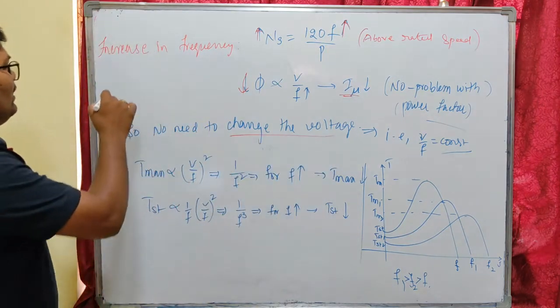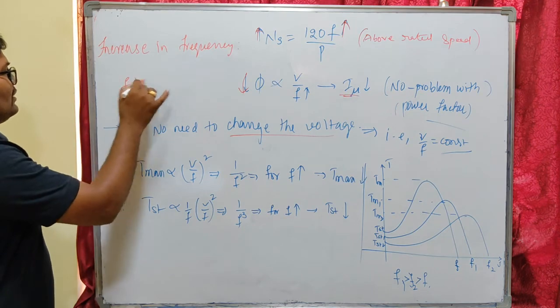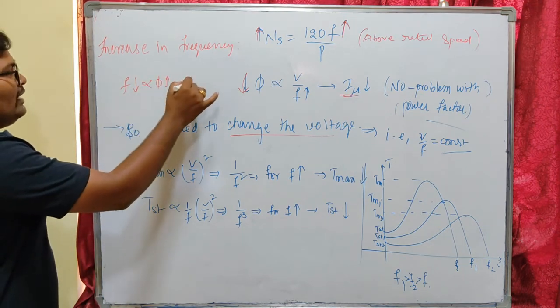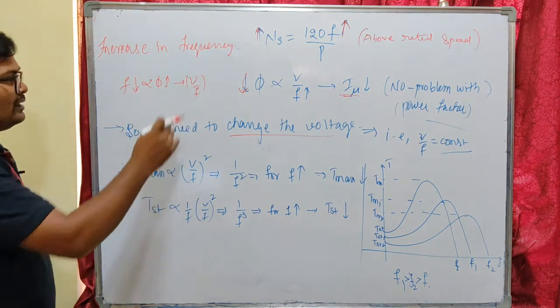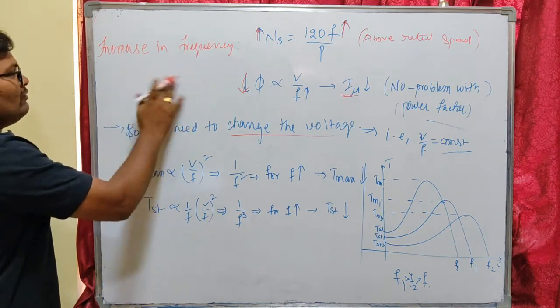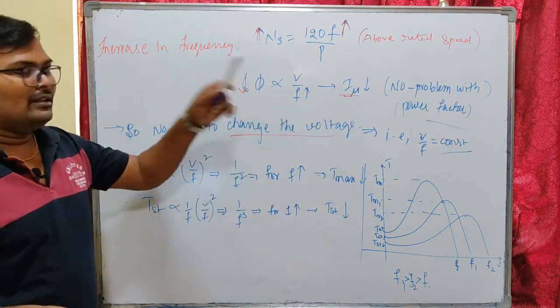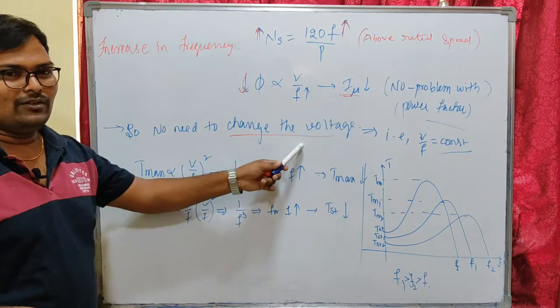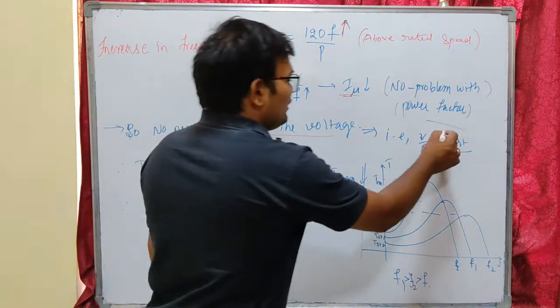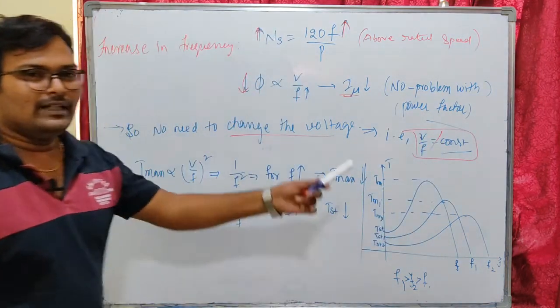As we had a problem with reduction in frequency, so that our flux will be increased, we had to reduce voltage such that V by f ratio should be constant for reduction in frequency. Now there is no problem of flux, so we don't need to change the voltage. So we don't need to maintain the V by f ratio constant. We are not maintaining V by f ratio constant.